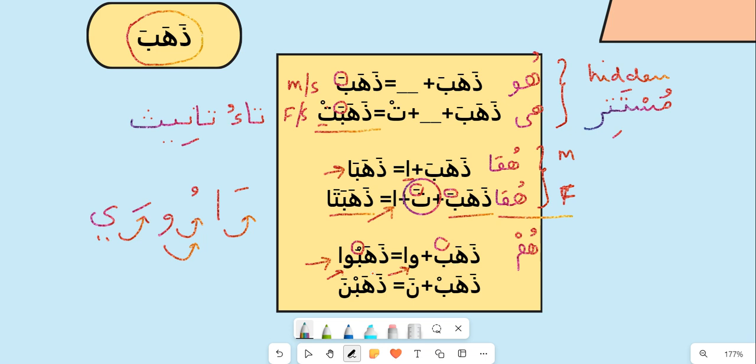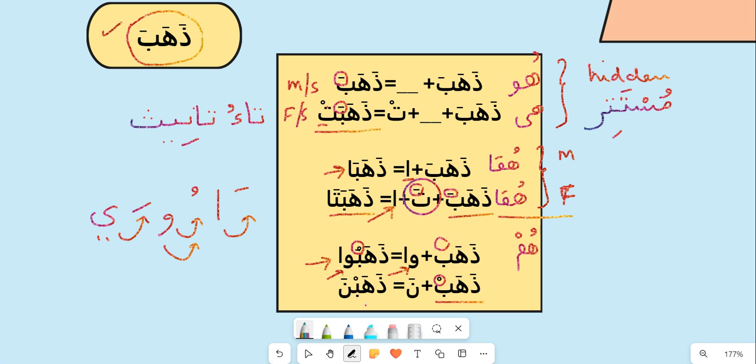So what is the structure now? We have for male plural as dhahabu, and that's why this dhamma comes into existence. Now, another important point when we come to the feminine plural, we use the previous structure dhahab that we used in the mutakallim and the mukhatib, the sukoon on the ba.